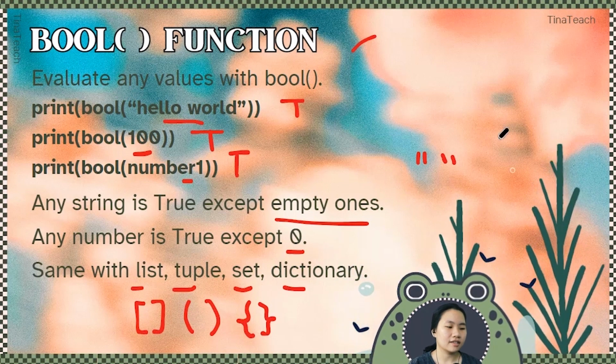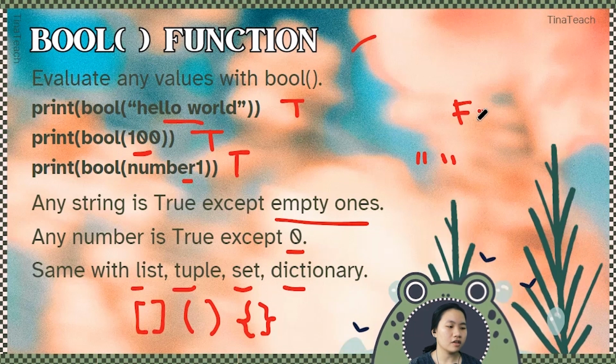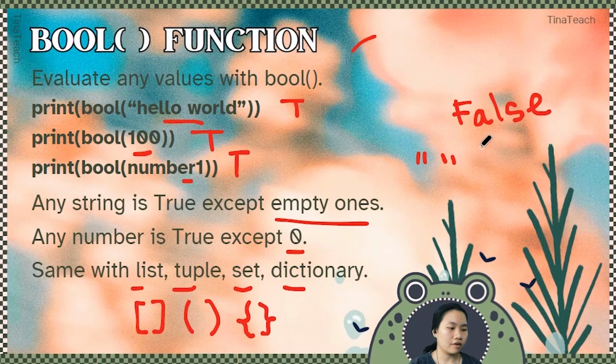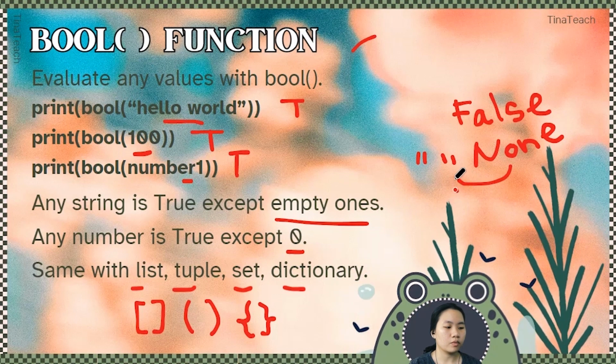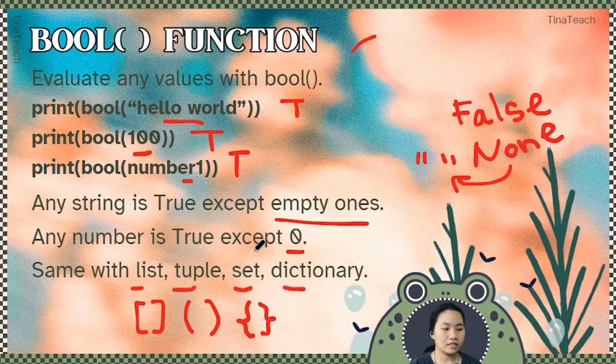As well as the boolean value false. False also evaluates into false. And then we have another value called none. It also evaluates into false because none really does match up with the concept of empty, okay? I hope that you understand that.